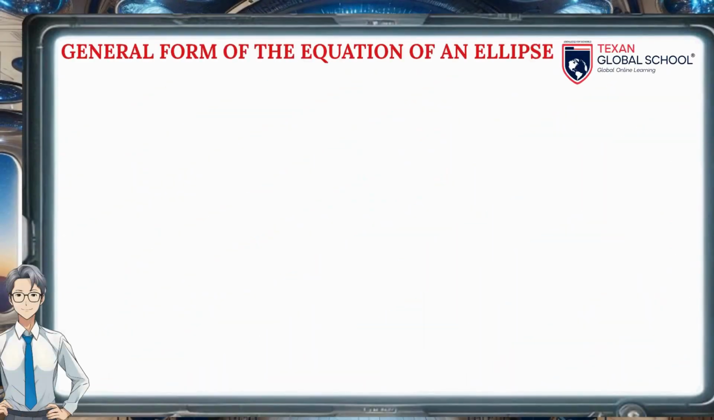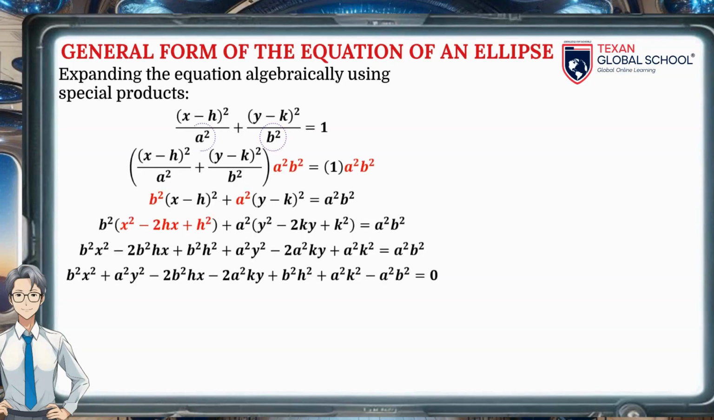On the other hand, let us find the general form of the equation of an ellipse. It can be done by algebraically developing the second standard equation. Begin by multiplying by a factor that eliminates the denominators, which is the least common multiple. By multiplying each term on both sides of the equation, the denominators are eliminated.